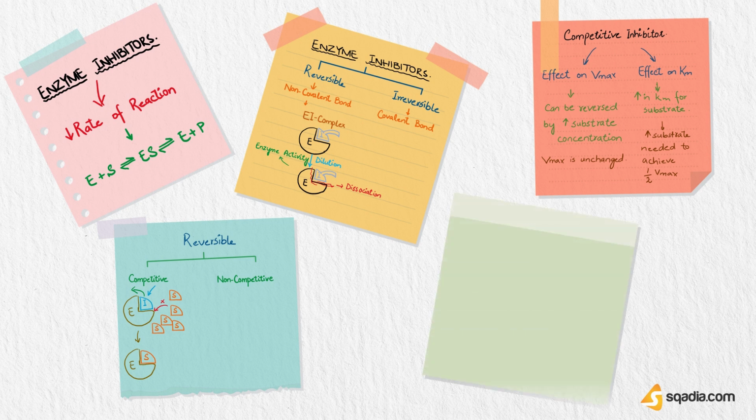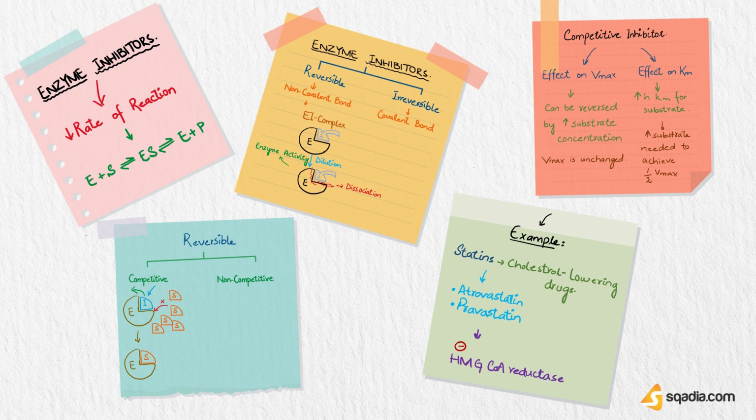And a good example of a competitive inhibitor are statin drugs. Statin drugs are cholesterol-lowering agents that competitively inhibit the rate-limiting step in cholesterol biosynthesis. Statins, such as atorvastatin and pravastatin, are structural analogs of the natural substrate for this enzyme, and they compete effectively to inhibit HMG-CoA reductase, and by doing so, they inhibit de novo cholesterol synthesis.